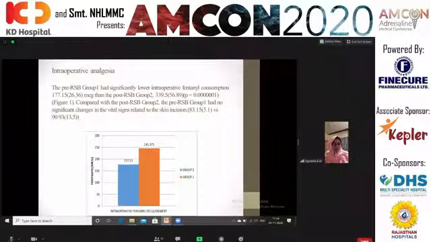For the intraoperative analgesic requirement, the pre-rectal sheath block group had significantly lower intraoperative fentanyl consumption, that is 177.15 microgram, than the post-RSB group, that is 339.5 microgram, and the p-value is less than 0.05, which was statistically significant. Compared with the post-RSB group 2, the pre-rectus sheath block group 1 had no significant changes in the vital signs related to the skin incision.